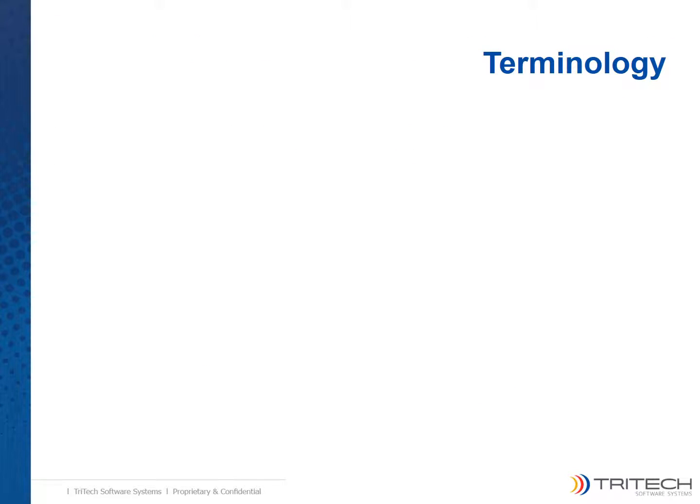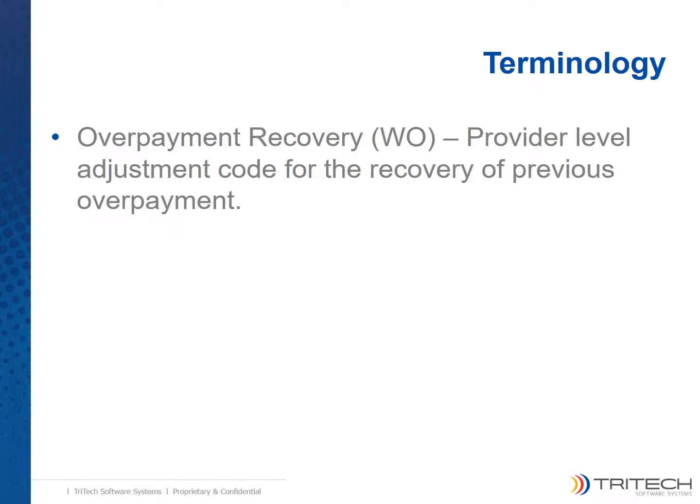Now, before we go on to the third remittance transaction that is part of a recovery from Medicare, we have another term to look at. That term is overpayment recovery. You will have seen that on paper remittances, and in electronic remittances when you print those or look in remittance processing, as provider level adjustment code WO. That is a provider level adjustment code for the recovery of a previous overpayment. And that is the definition in the HIPAA 5010 specification for the WO overpayment recovery code. Key there is that it says it's recovery of a previous overpayment.